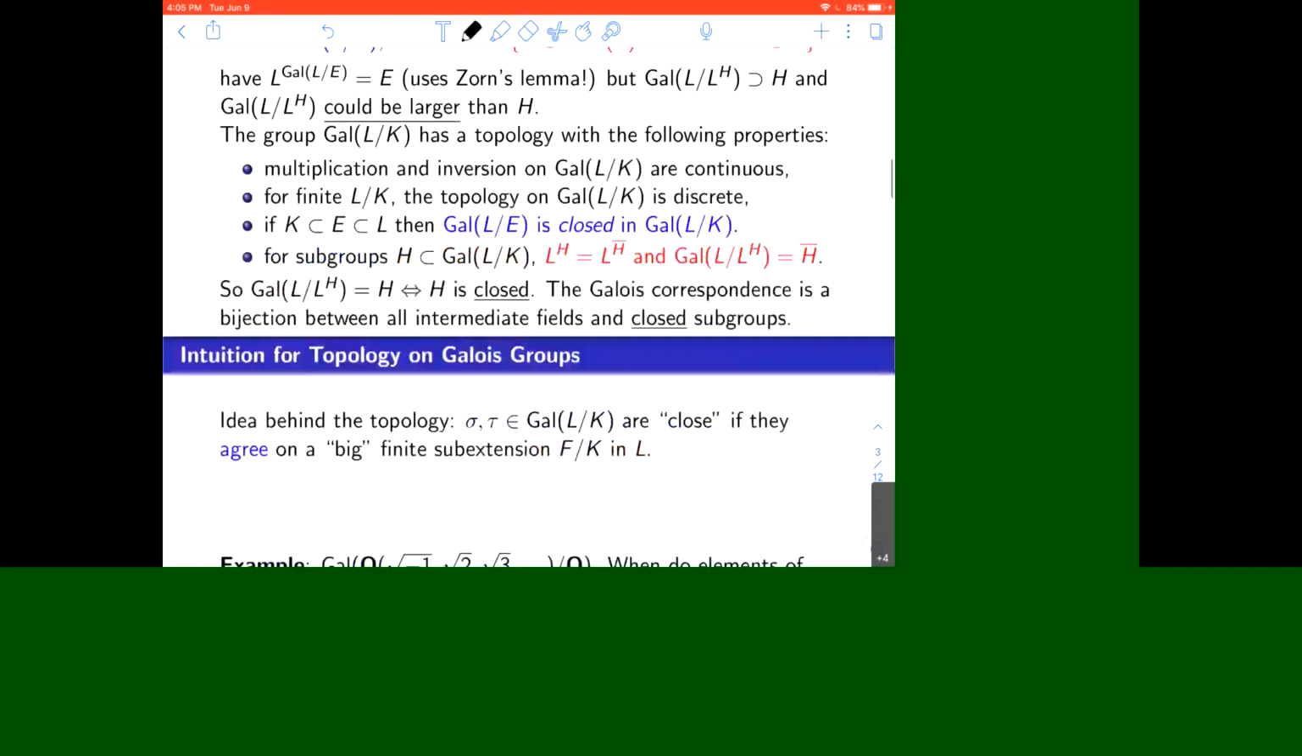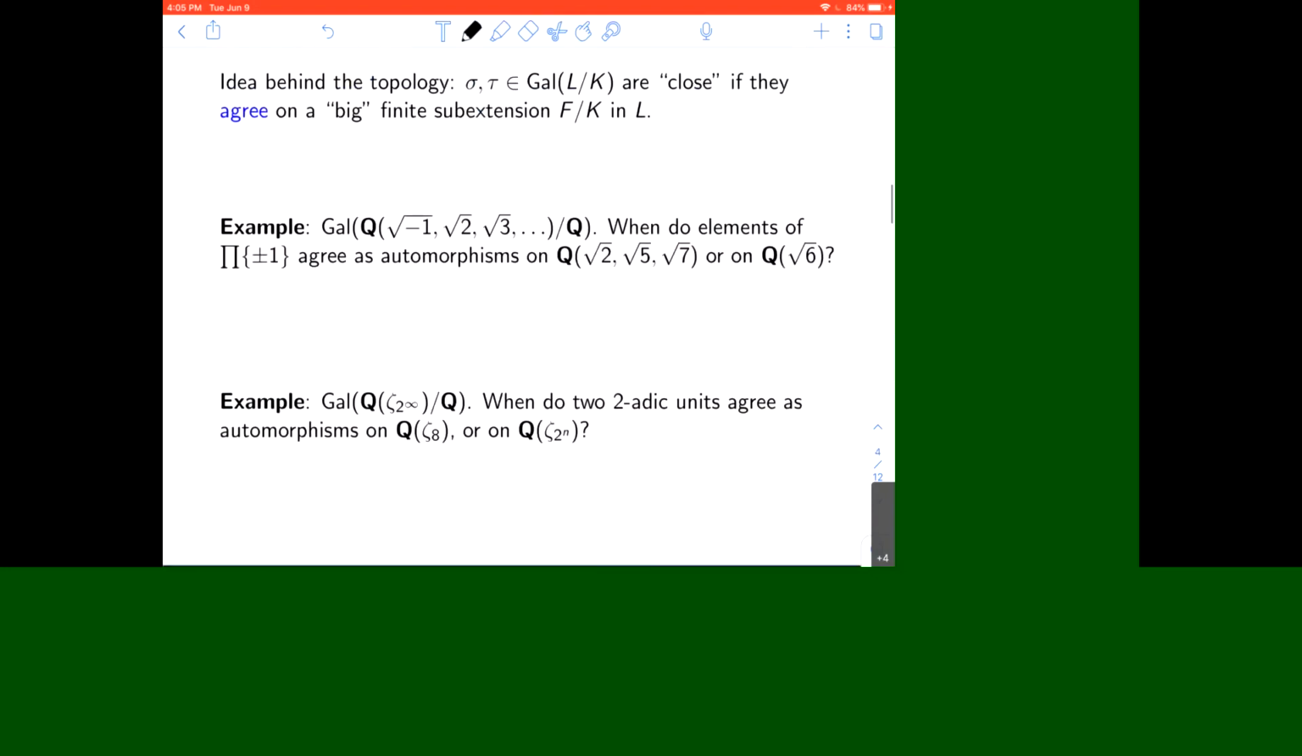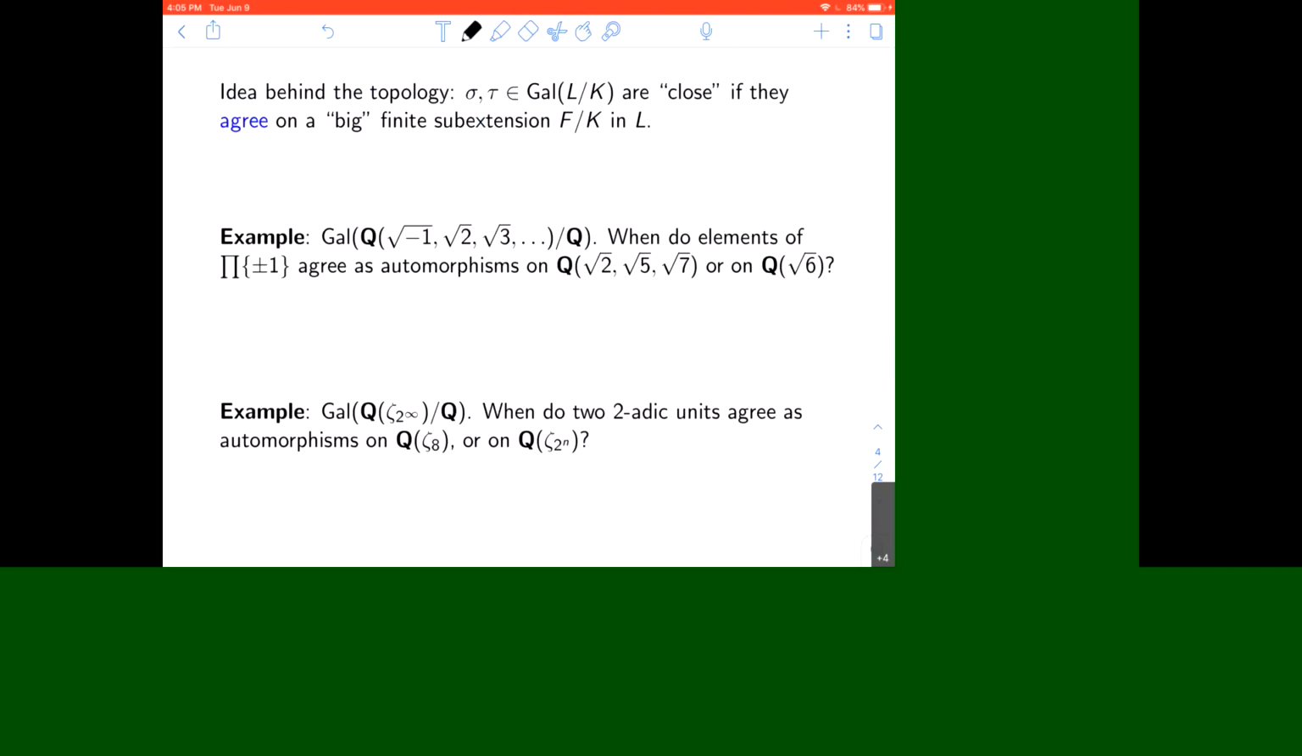Okay, so before defining what the topology is, let me explain what the idea is. We have some infinite extension, maybe here's our extension, L over K, a very big extension. And it's filled up by lots of finite extensions. I'll try to use the letter F to mean a finite extension, and maybe E will just be an arbitrary extension. So we have a lot of finite extensions.